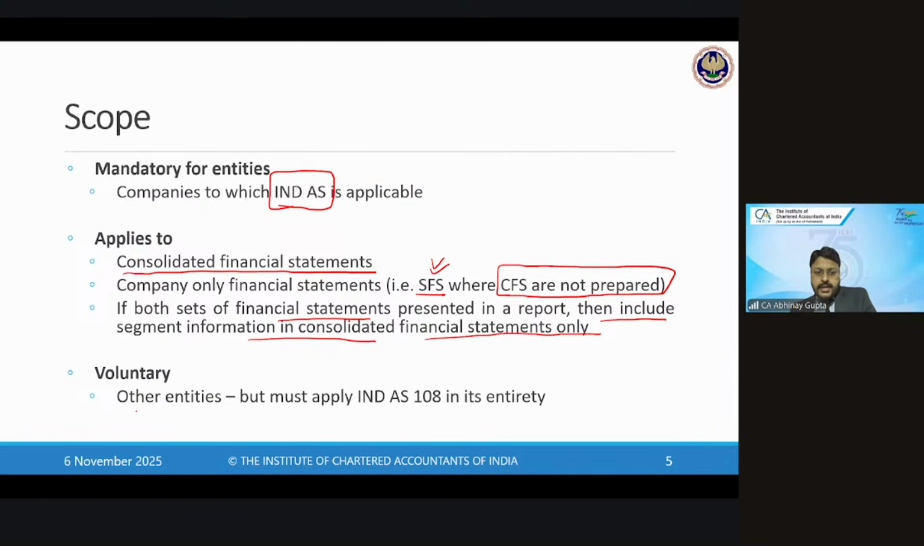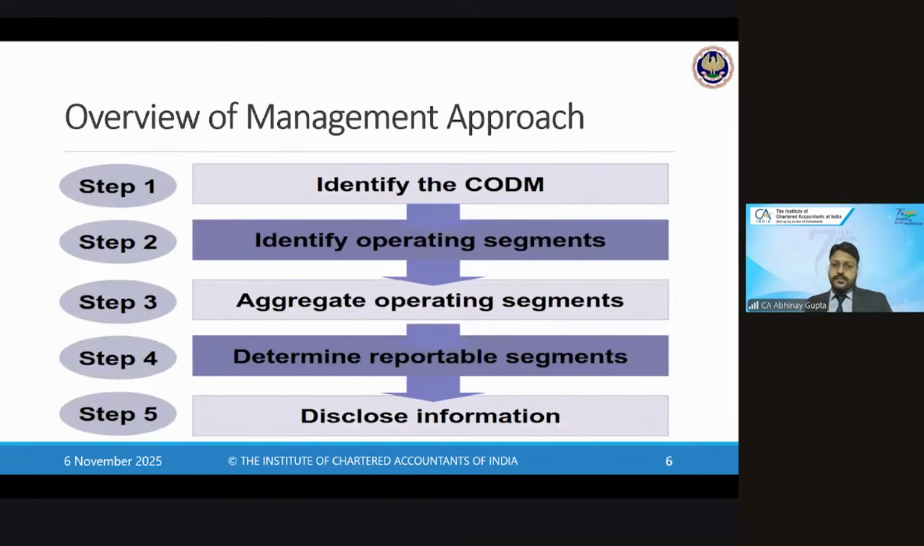Any entity preparing Ind AS financial statements, even voluntarily, has to apply Ind AS 108 in its entirety. No exemption, no exceptions, no relaxations at all, right? So that's the scope of the standard. Any company preparing Ind AS financials has to make these disclosures. So that's about the core principle, objective, and scope.